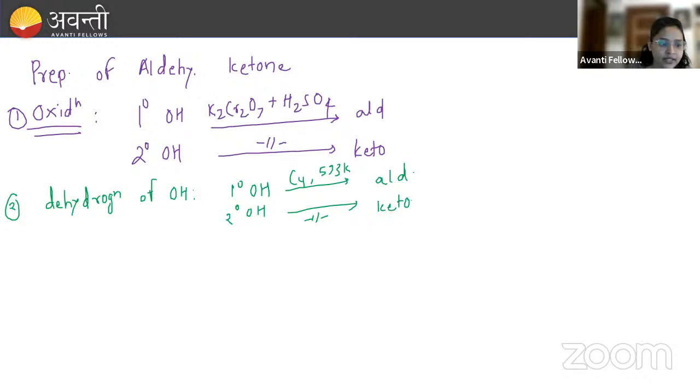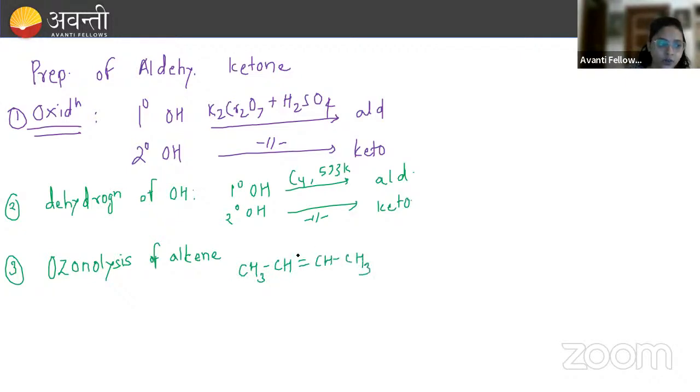Third reaction is ozonolysis. You must have learned this, right? Ozonolysis of alkene. When we do ozonolysis of alkene, we get carbonyl compounds. Suppose we have CH3CH=CHCH3. This is our alkene group. When it reacts with ozone, and then H2O in the presence of zinc, we get the carbonyl compound CH3CHO. That is an aldehyde.